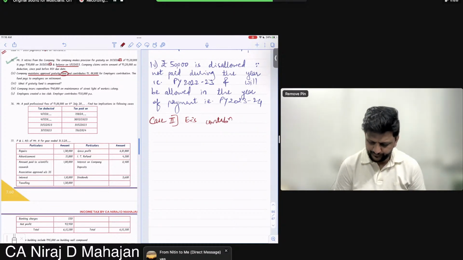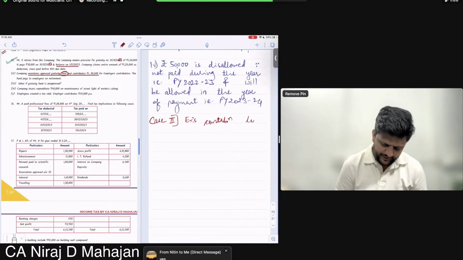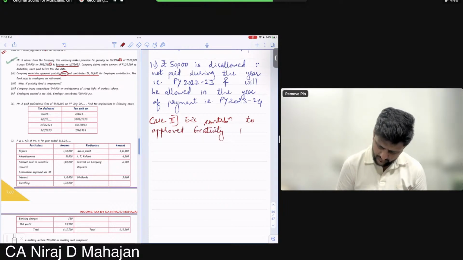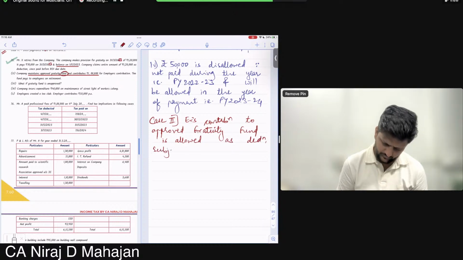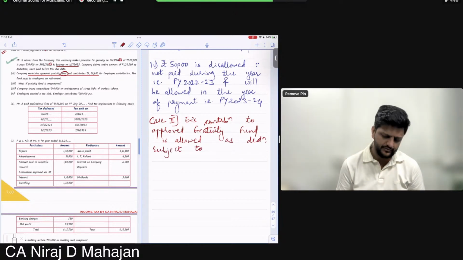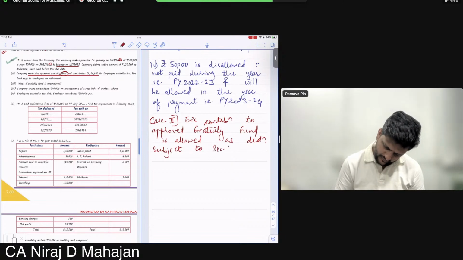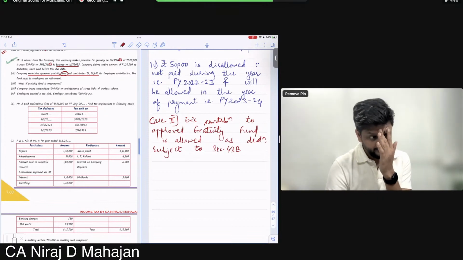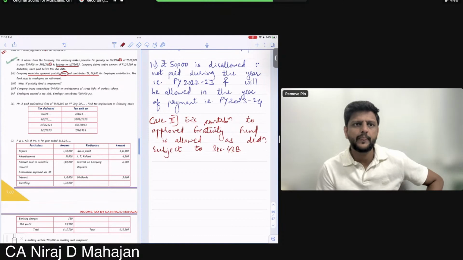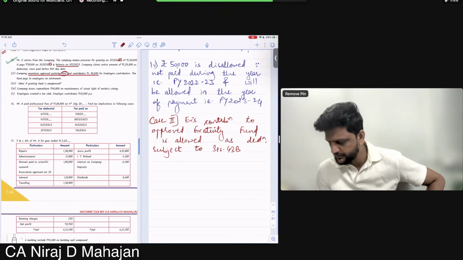So employer's contribution to approved gratuity fund is allowed as deduction. Subject to what, children? Subject to means condition. What is the condition? Section, tell me. Is this part of 43B or no now? Employer's contribution to the fund. Provident fund, superannuation. This is part. Huh? Yes, it is part of 43B. Understood earlier?